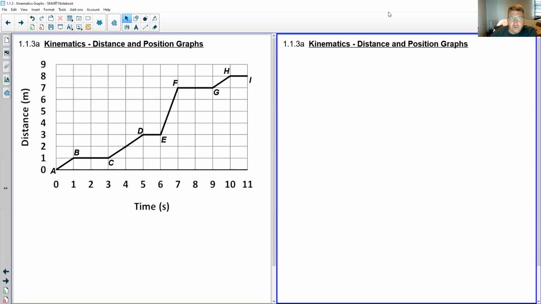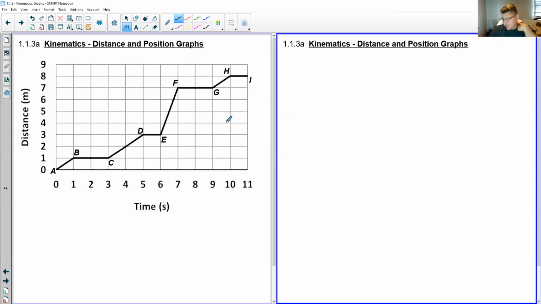So for the graph that I have here, what you can see is we start at position A, where we've traveled no distance, and then at B, we've traveled 1 meter. At C, we've still traveled only 1 meter. At D, we've traveled 3, and so on.